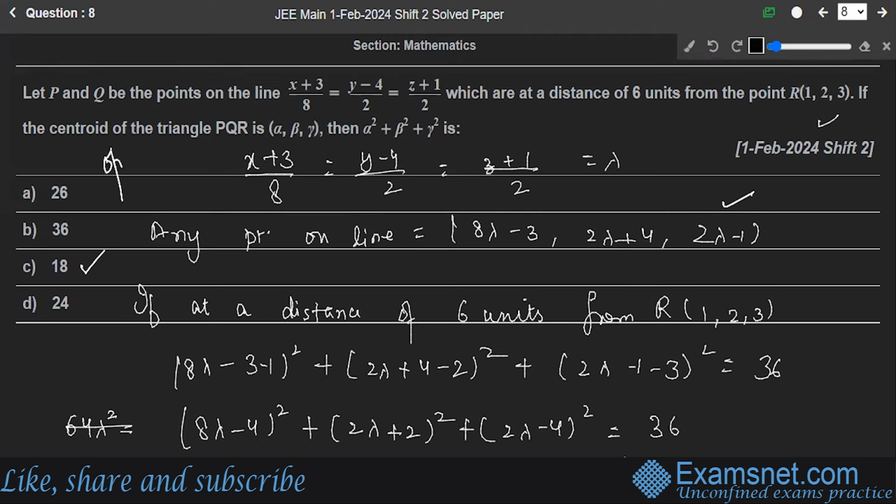We have option C as the correct answer. Hope you're clear with this. Let's move to the next question.